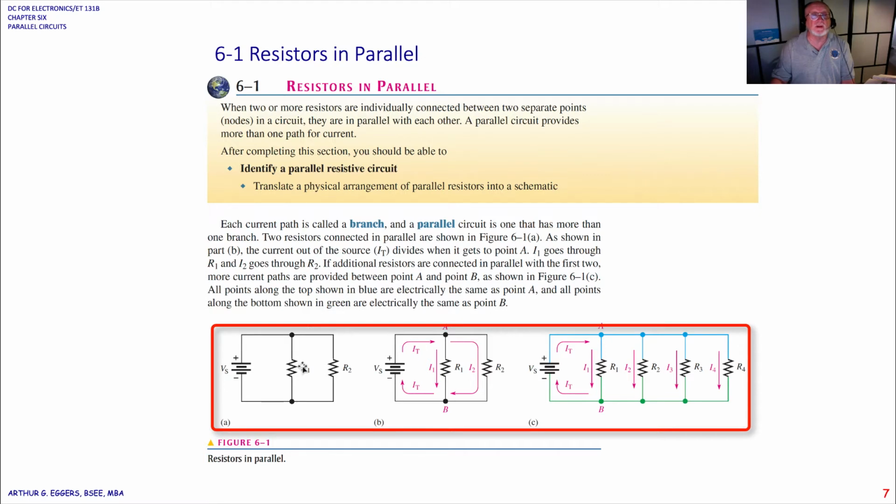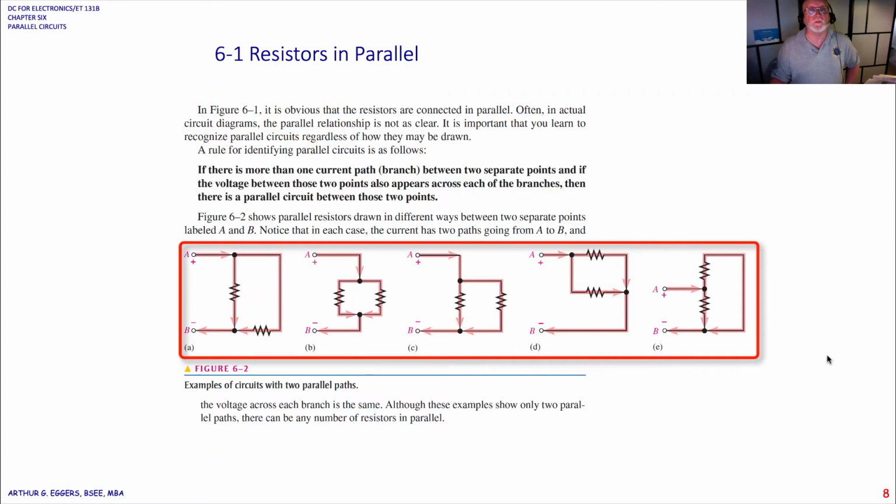So you can see we've got two resistors here. We see how the current divides. We've got four resistors here. We see how the current divides. And of course, what we're going to find out is that the current divides based upon the source voltage and the size of the resistor.